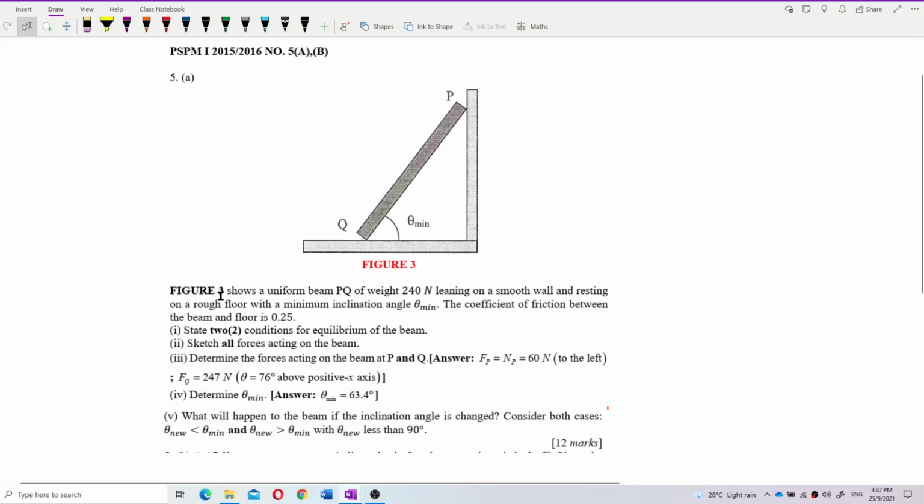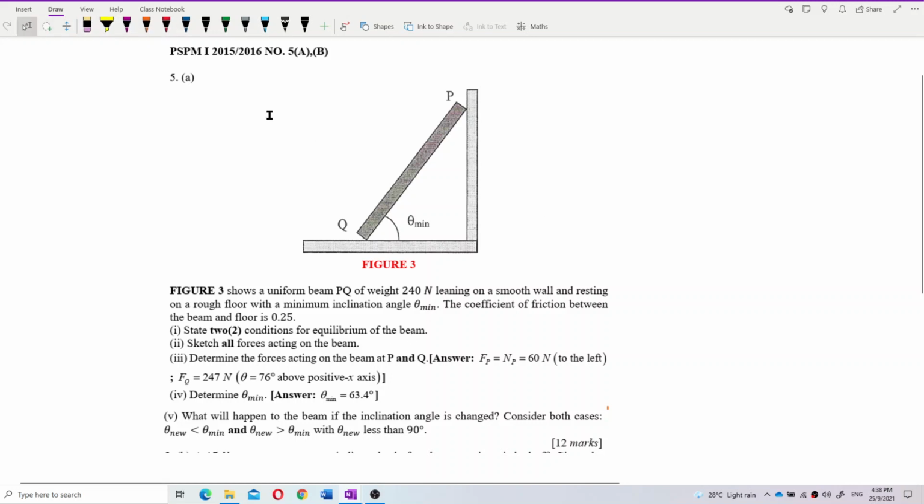Okay, figure 3 shows a uniform beam PQ of weight 240 Newton leaning on a smooth wall and resting on a rough floor, with a minimum inclination angle theta minimum. The coefficient of friction between the beam and the floor is 0.25. State two conditions for equilibrium of the beam.